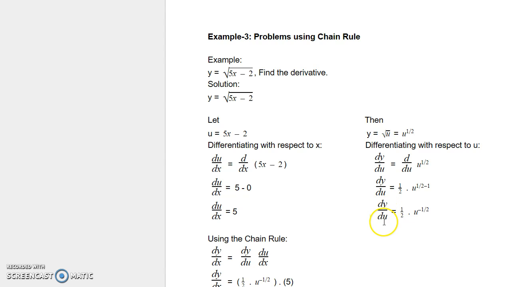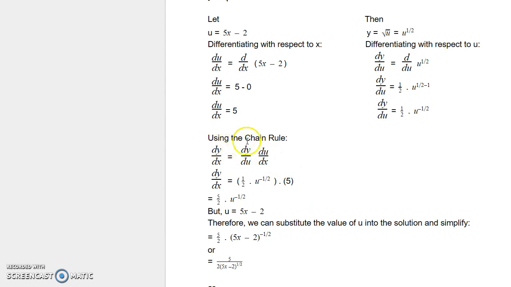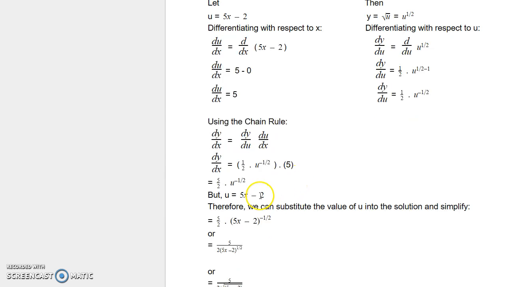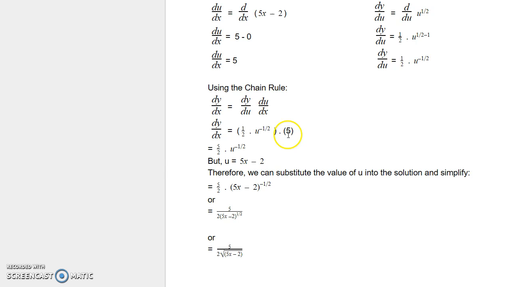We have the value of dy by du, and we also have the value of du by dx. So now we are ready to use the chain rule. The chain rule states dy by dx is equal to dy by du times du by dx. So we have the value of dy by du as 1/2 u to the power of minus 1/2, and we know the value of du by dx as 5. So when we combine these, 1/2 times 5 is 5 over 2 u to the power of minus 1/2. But we cannot have u as part of the answer. So therefore, we're going to substitute the value of u.